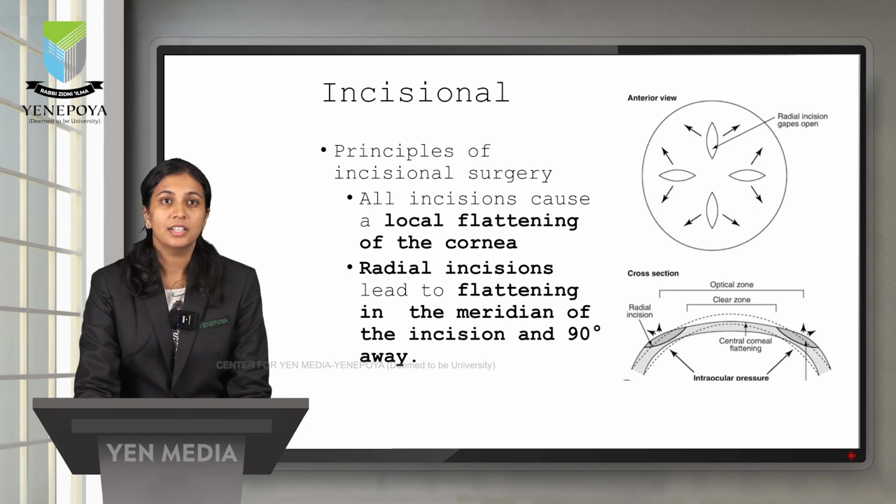In radial incision, there is flattening in the meridian of the incision and 90 degrees away. As you can see in the picture, imagine this as a cornea. When radial incisions are made, because of the tissue separation, there is flattening in the center part of the cornea.